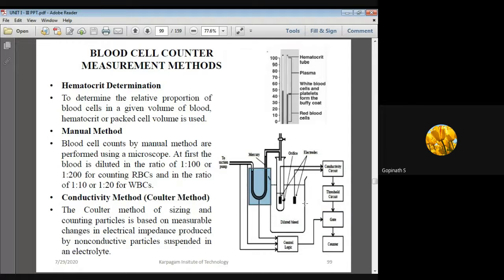At the second conduction time, it will close the mercury valve. Finally, we will receive the counting of cells, that is RBC, WBC, and platelets. So this is the measurement by the conductivity method.